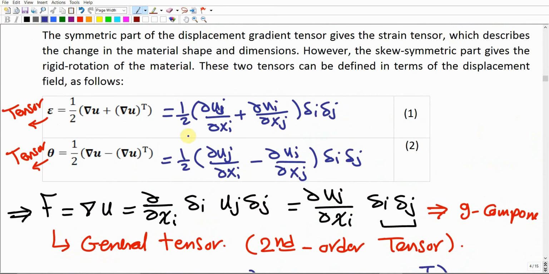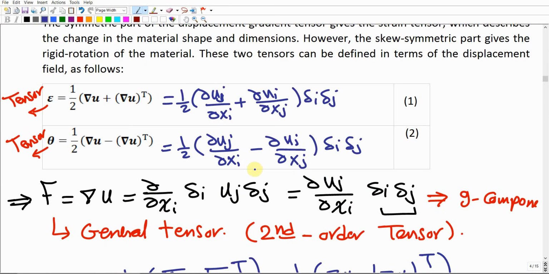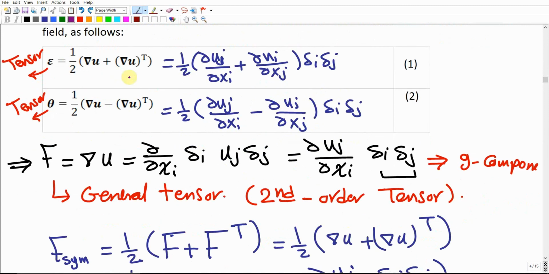Yes, so this is going to give us the strain tensor and the rotation tensor. Let us investigate or write all the components. So how many components for this tensor? This tensor will have 6 components, but this tensor will have only 3 components.